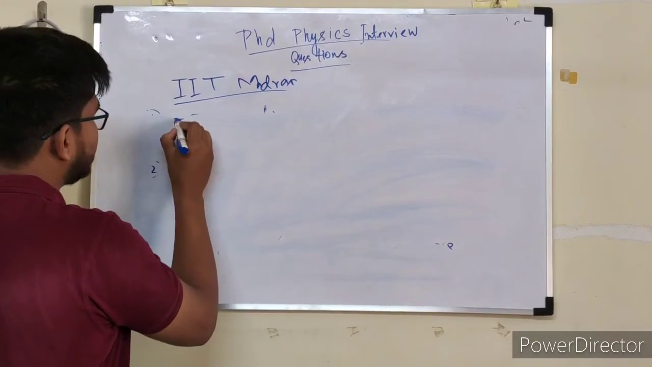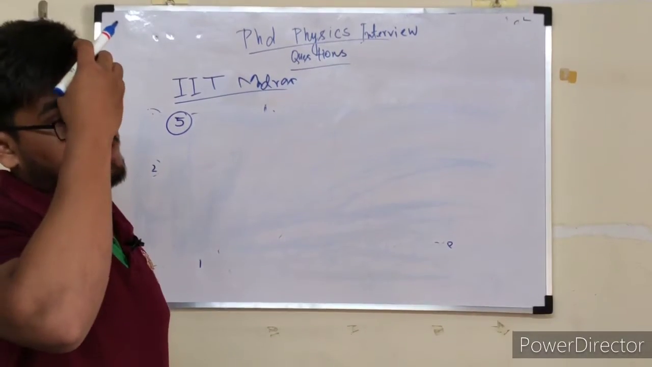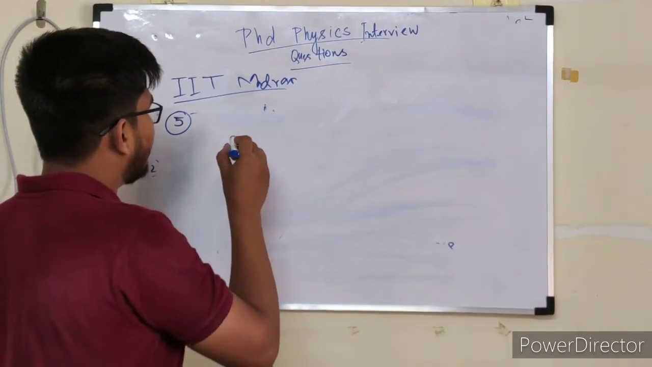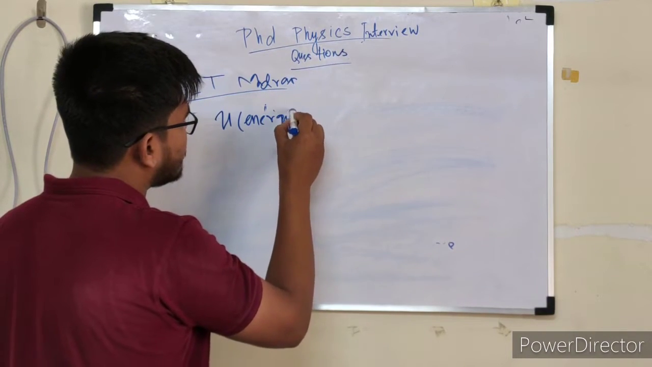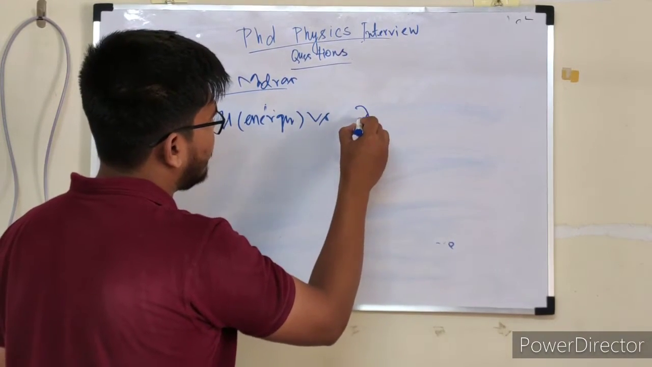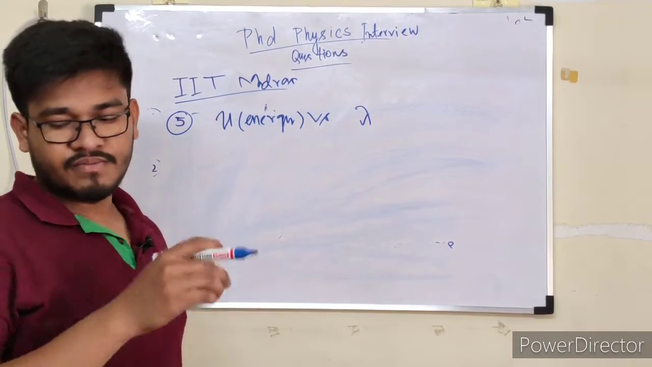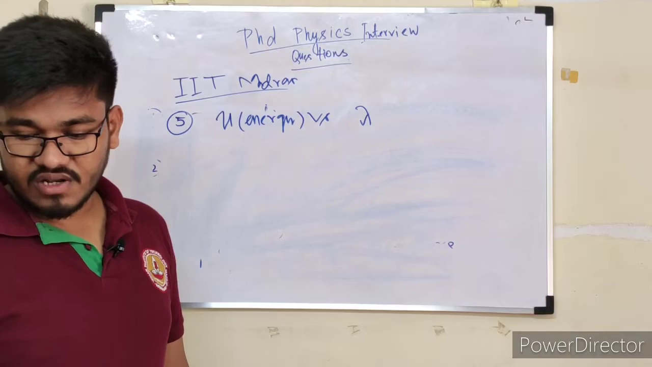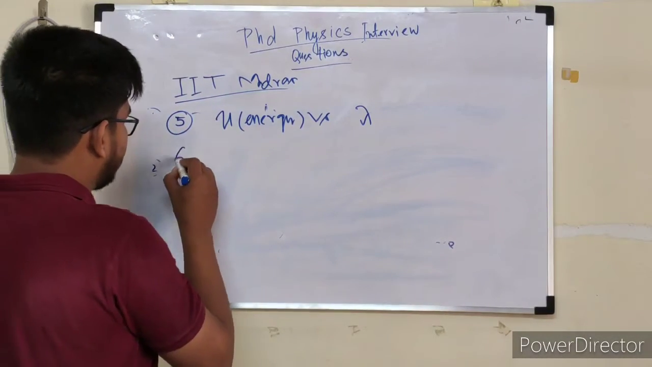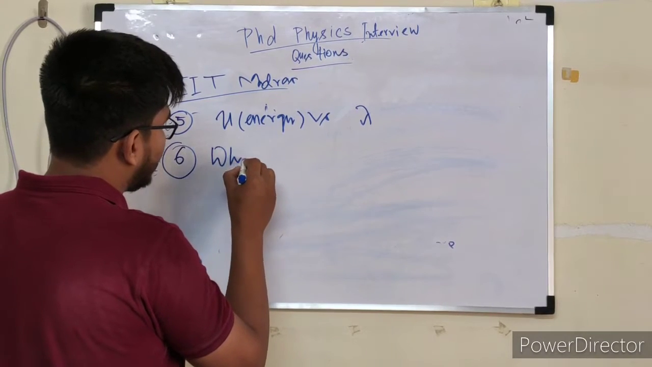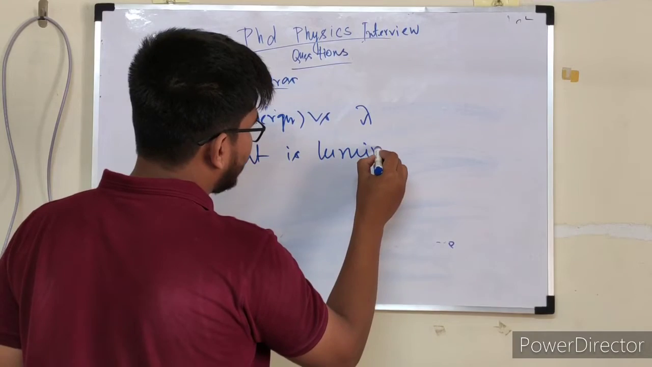The fifth question was that they ask you to plot Planck's law of radiation, that is, energy density versus wavelength, energy density versus lambda plot with different temperatures. You know this is a famous plot. And the sixth question was, what is luminescence?